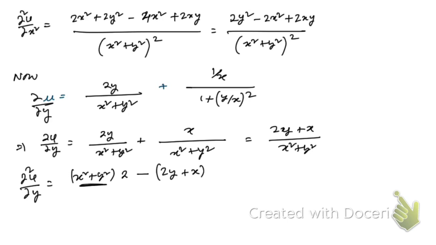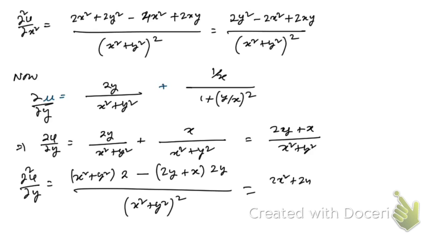If you differentiate this with respect to y, then you're going to get 2y divided by the denominator, which is (x square plus y square) whole square. That's what we have got. Now let's differentiate and simplify this one also. Twice x square plus twice y square minus 4y square, then minus 2xy. That's what we have got, divided by the denominator (x square plus y square) whole square. That's what we have got.